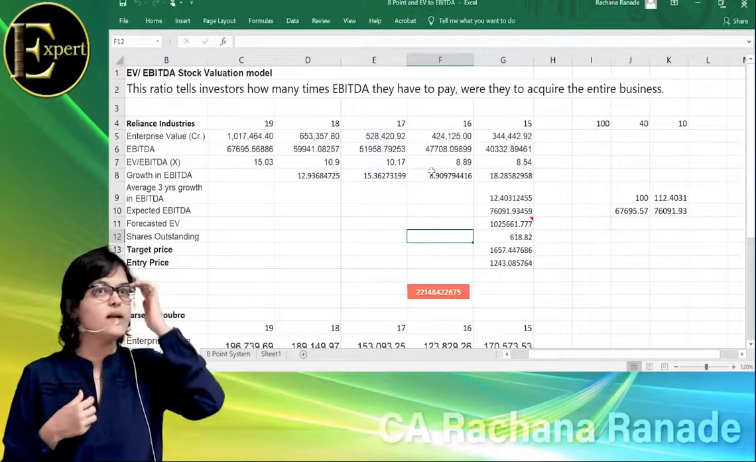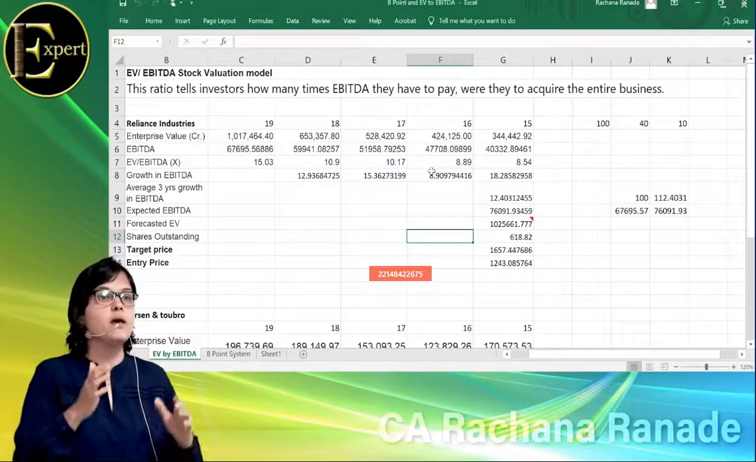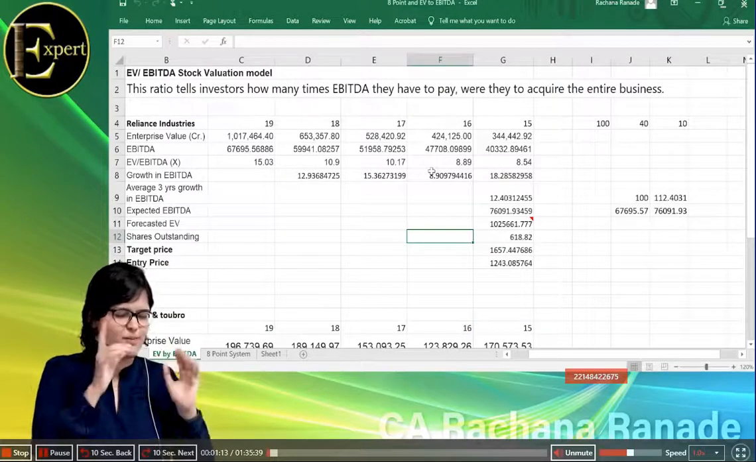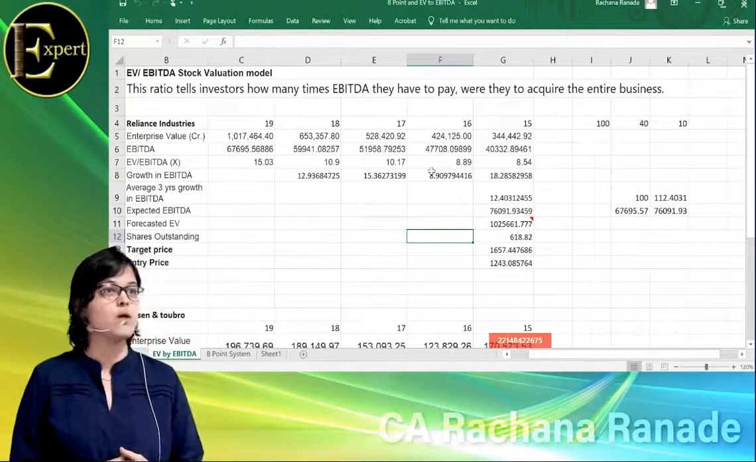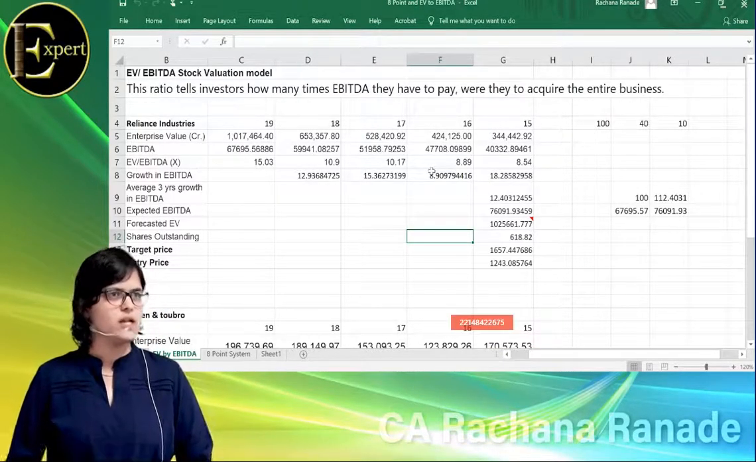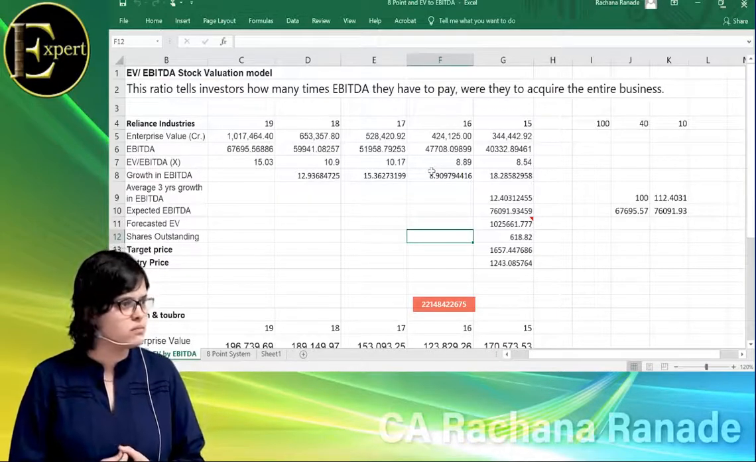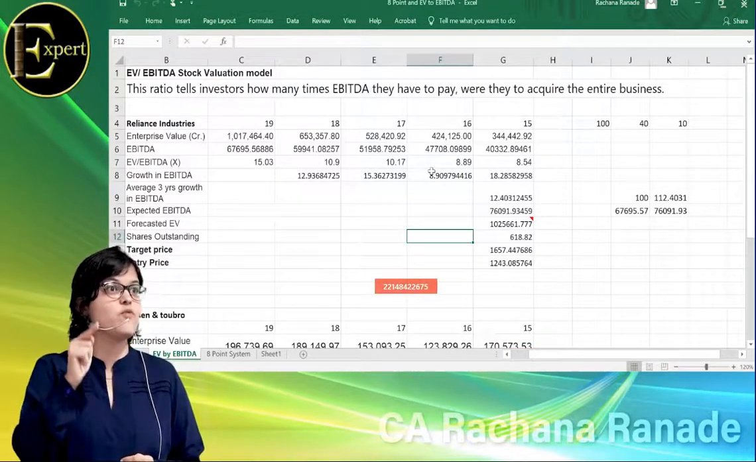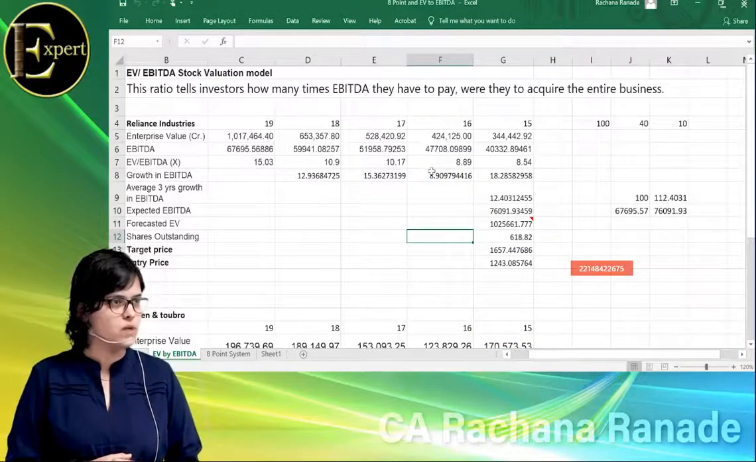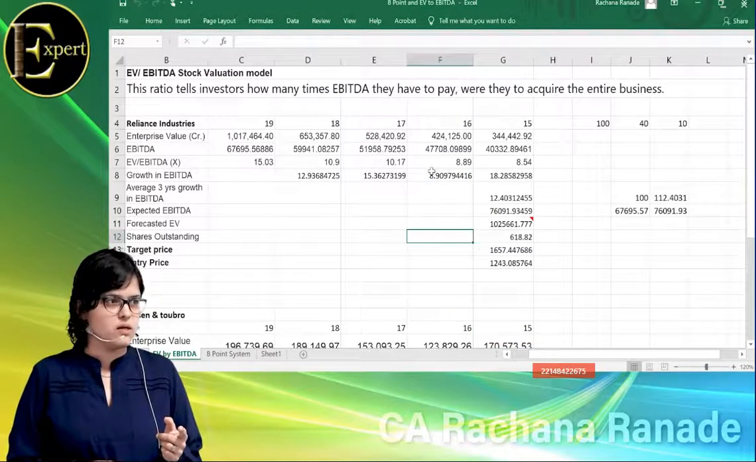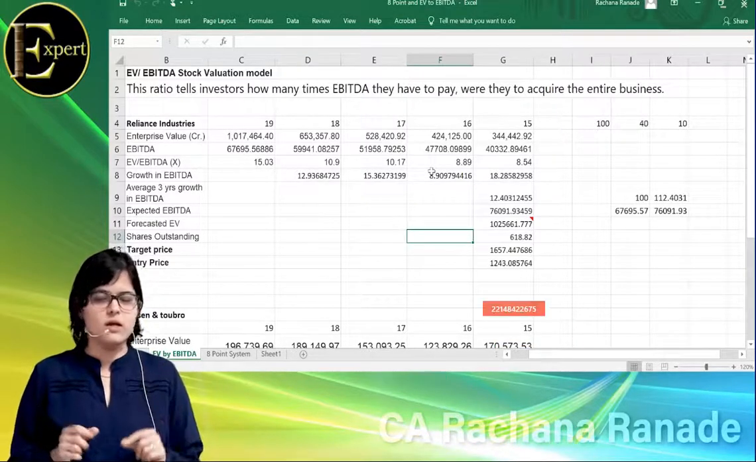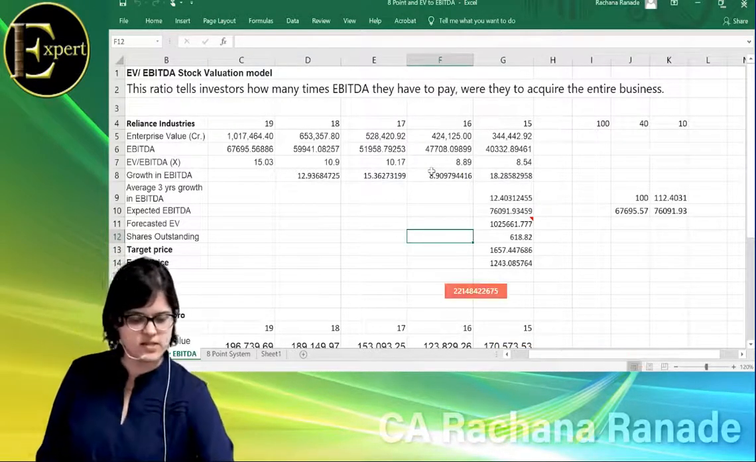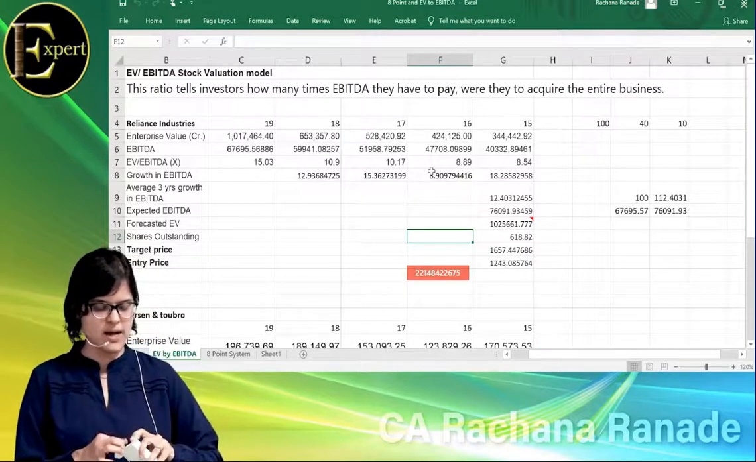So how did we calculate the enterprise value? We calculated it by share capital, sorry, not share capital, market capitalization. And what is the difference between share capital and market capitalization? In our balance sheet, we have share capital. But yesterday we discussed the concept of market capitalization: the value of the company, if you want to buy the entire company. Correct. So yesterday we discussed market capitalization.